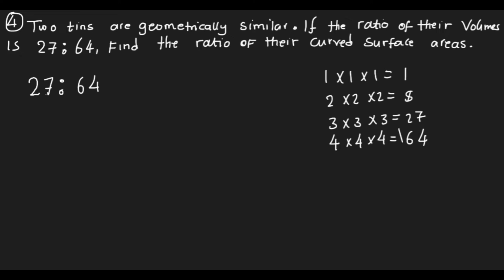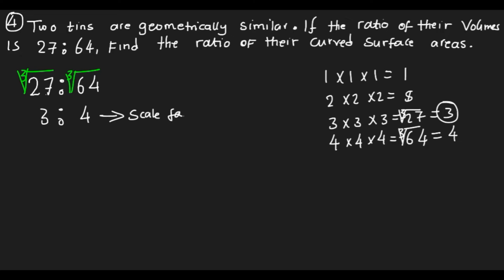So this simply means that the cube root of 64 is 4. The cube root of 27 is 3. So these are the numbers that we are looking for. So we need to find the cube root here and also the cube root here. So we know that the cube root for 27 is 3. Then for 64 we have 4. So these are known as the scale factors.